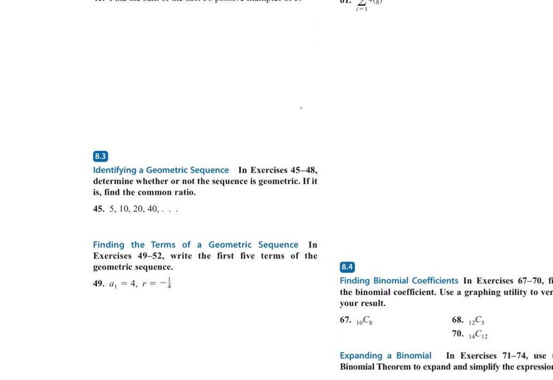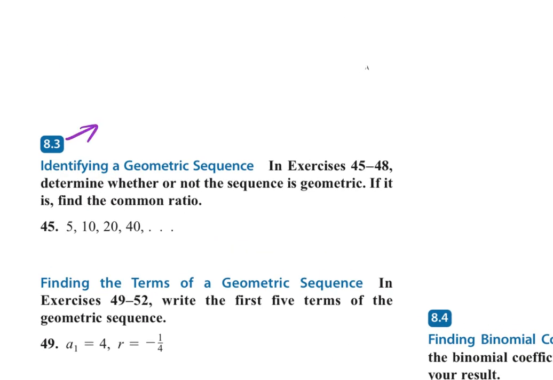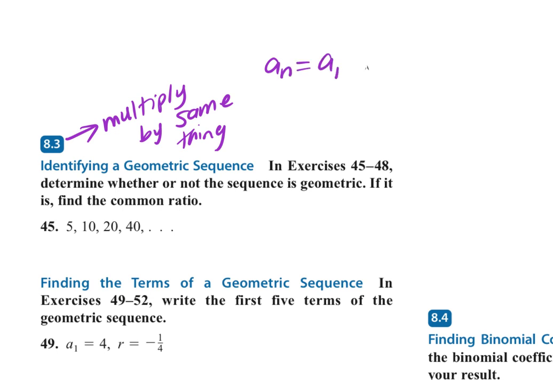All right, then came geometric. What is a geometric sequence? You're multiplying by the same thing every time. And the formulas that we went over in the geometric section are AN is A1 times R to the N minus 1. That's how you would find any term in that sequence.